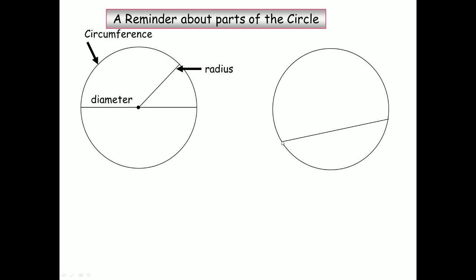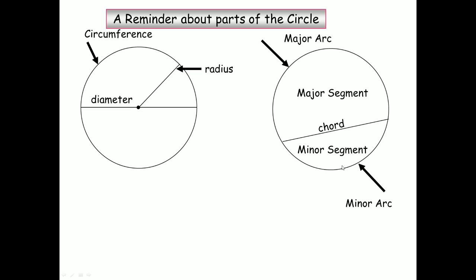A line that goes from one side to the other without going through the middle is called a chord. And a chord will split a circle into segments. The bigger segment is called the major segment, and the smaller one is called the minor segment. Similarly, that's the major arc and the minor arc.